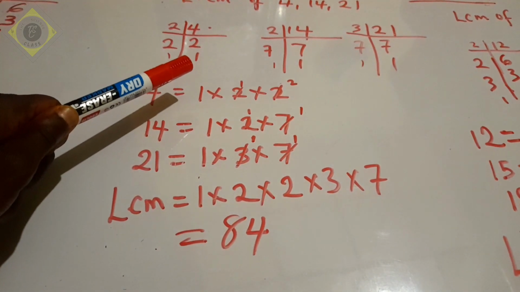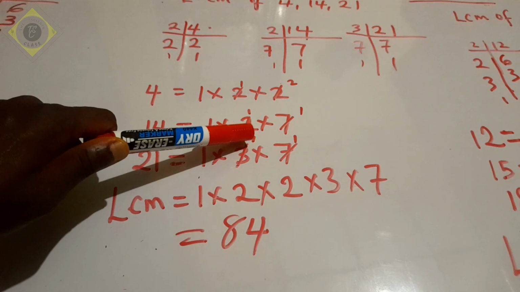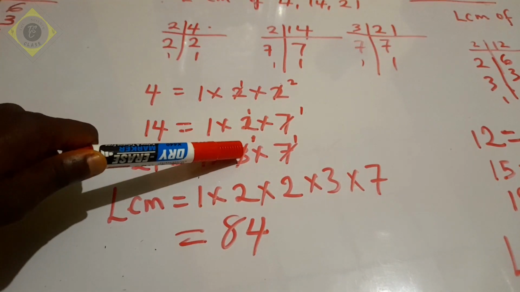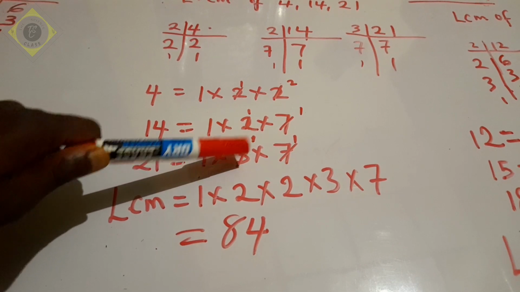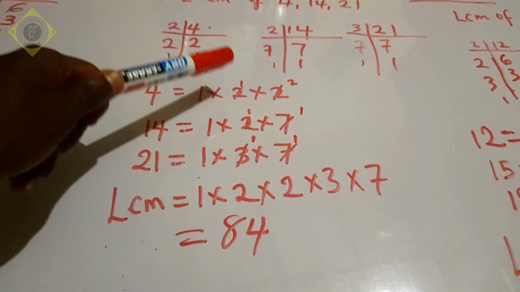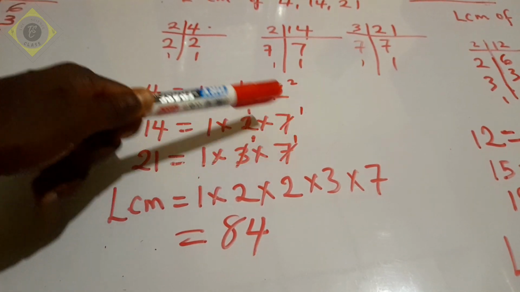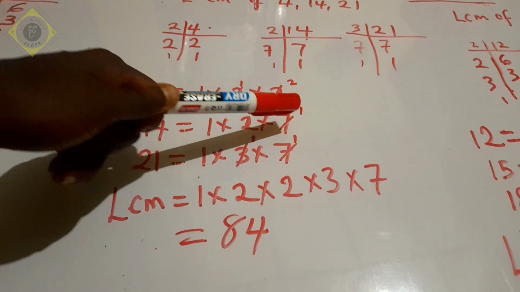Then going to 3. 3 number 1. This is 3 number 1 here. This guy does not have a 3. This is the only guy that has 3. 3 number 1 is here. So this is the 3. Then this guy and this guy has 7. 7 number 1, 7 number 1. This guy does not have 7.